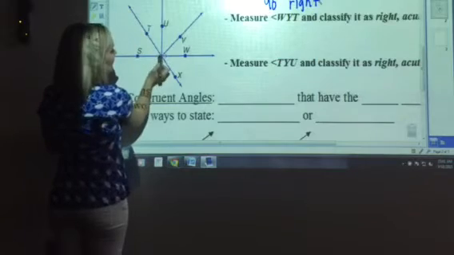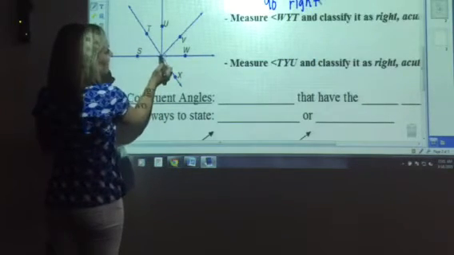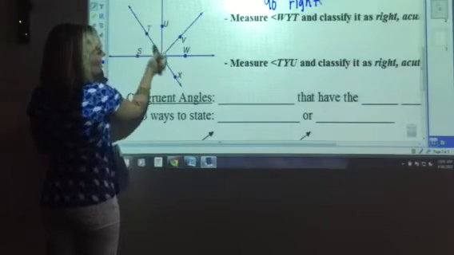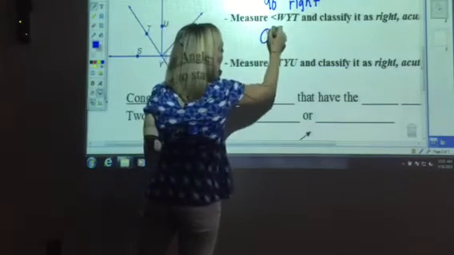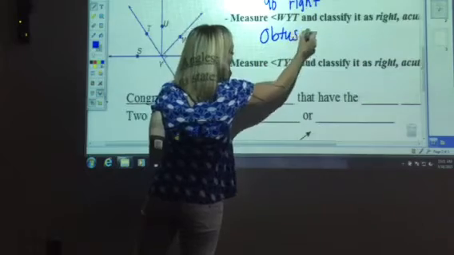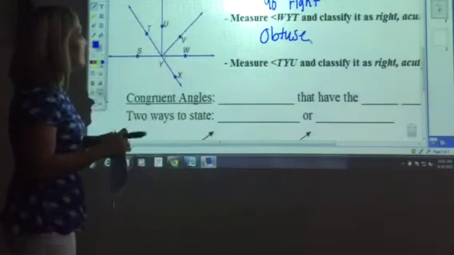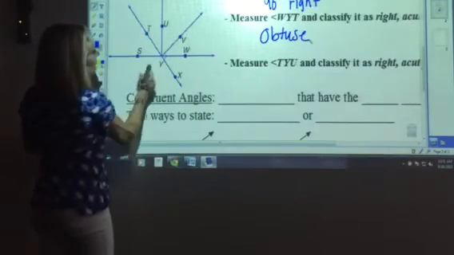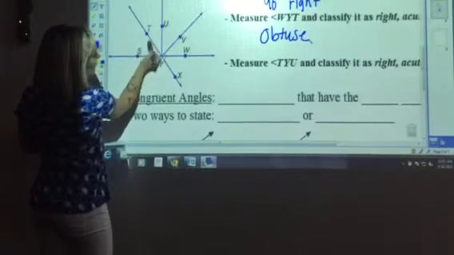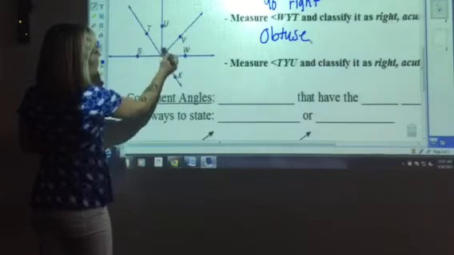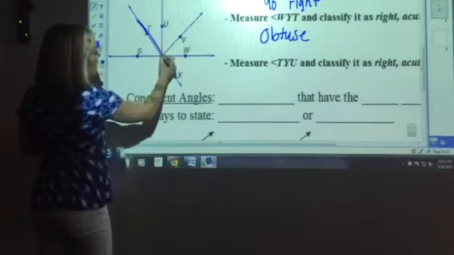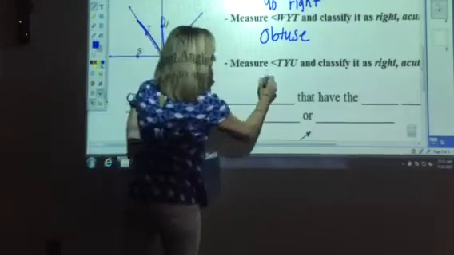WYT, okay, WYT, go ahead and tell me if it is a right, acute, or obtuse. So obviously this one would be obtuse, okay, and we'll talk about the degree measure in class. And then measure TYU is right here. So TYU is this angle right here. So obviously it's going to be acute.